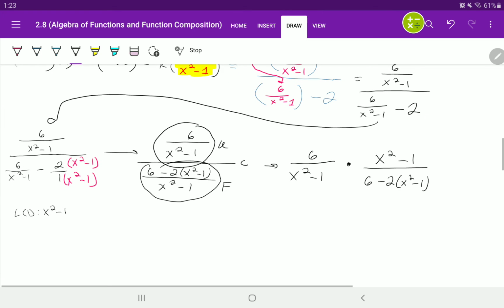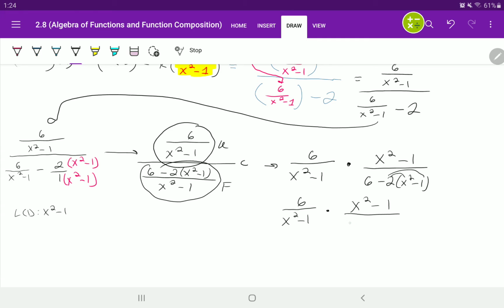Before I simplify my fraction even further, I just want to distribute inside the parentheses here. And that's going to be 6 over x squared minus 1 times x squared minus 1 divided by 6 minus 2x squared plus 2. Because negative 2 times x squared is negative 2x squared. Negative 2 times negative 1 is positive 2.